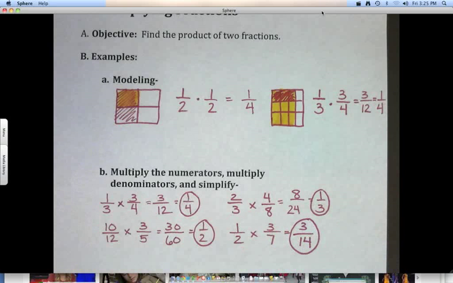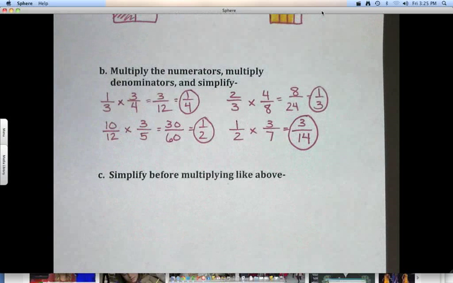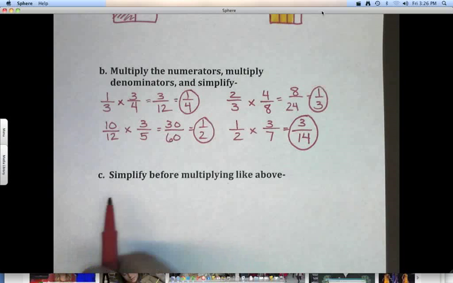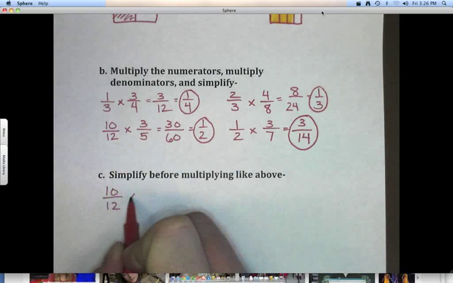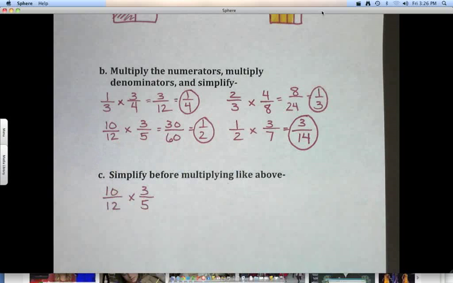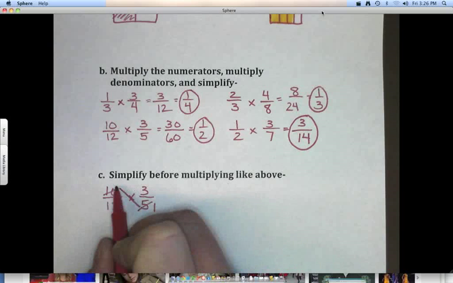Now, to make it even a little bit simpler, you can simplify before multiplying. And that brings us to the last way to multiply two fractions. So we're going to take the one up above. We have 10/12, and we're going to multiply it by 3/5. In order to simplify before multiplying, you do a diagonal or crisscross here. So 10 and 5, and you look for a common factor between the two. 5 is a common factor in both 5 and 10.